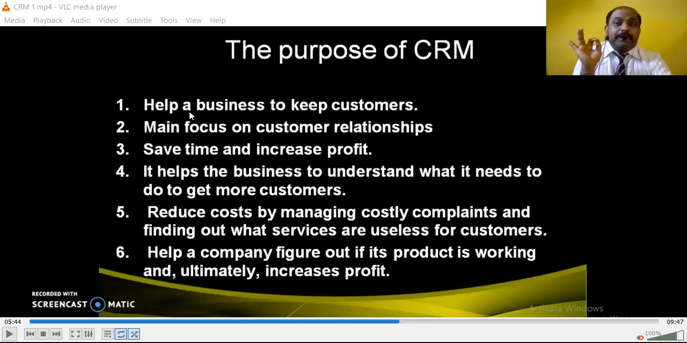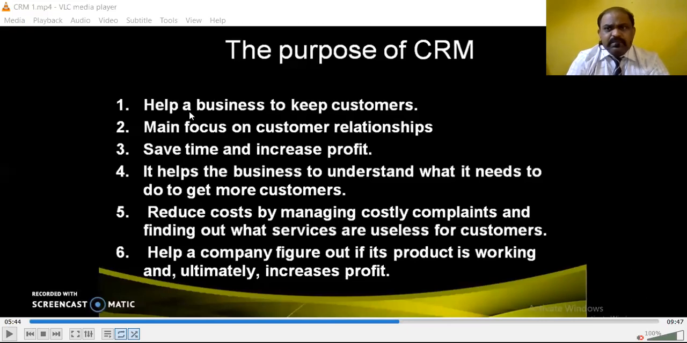So reduce cost by managing costly complaints and finding out what services are useless for the customers. Finding out, go to search, कहाँ पे हम मिस्टेक कर रहे हैं, क्या कस्टमर को नहीं चाहिए फिर भी हम दे रहे हैं, क्यों अननेसेसरीली कस्टमर को हम प्रेशराइज कर रहे हैं. Then help a company figure out if its product is working. Very important point. Help a company to analyze, figure out if its product is working and ultimately increases the profit or not.